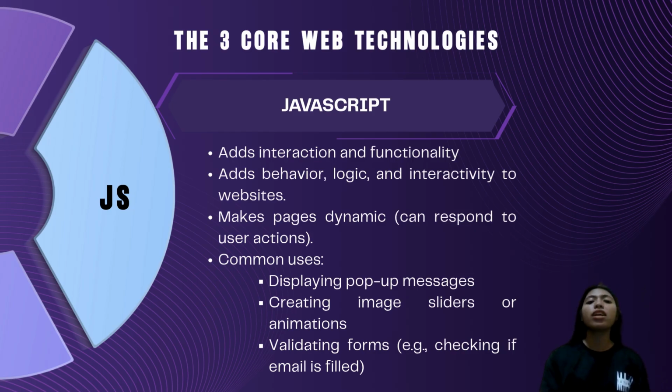So JavaScript is what makes a web page dynamic and interactive. It allows the website to respond to user actions like clicking buttons, filling out forms, or moving the mouse. With JavaScript, we can create pop-up messages, image sliders or animations, form validations, and real-time updates like in Facebook or Gmail.